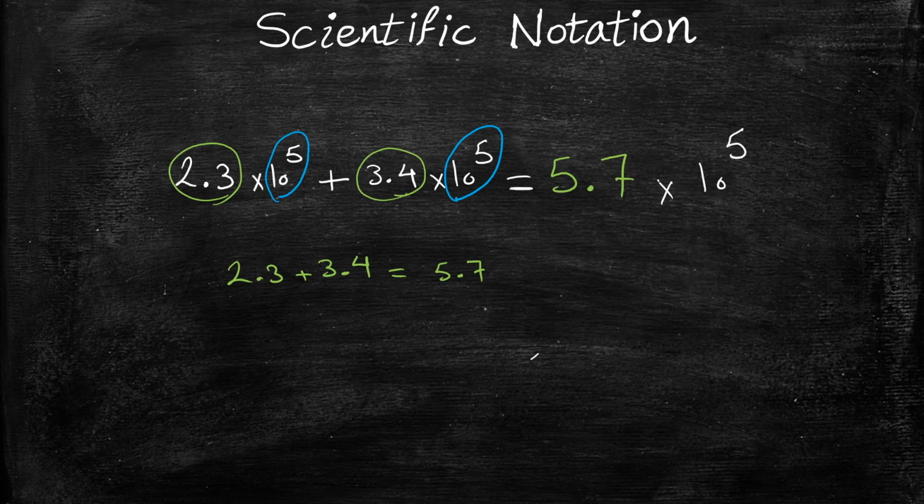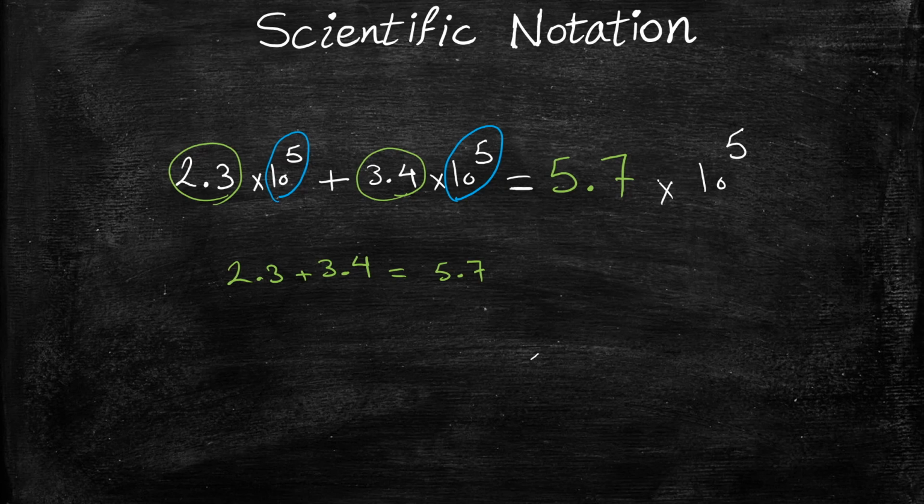As simple as that. So if the power of the tens are the same, we add, or it would be the same if it was subtraction. We add or subtract the decimal numbers together, right?